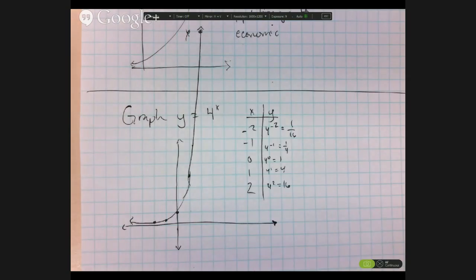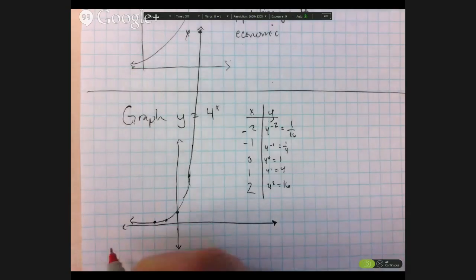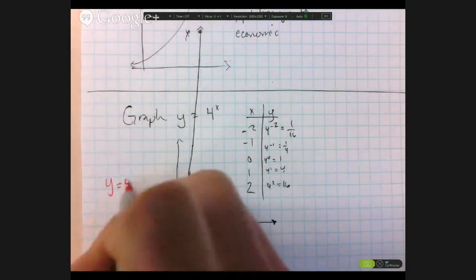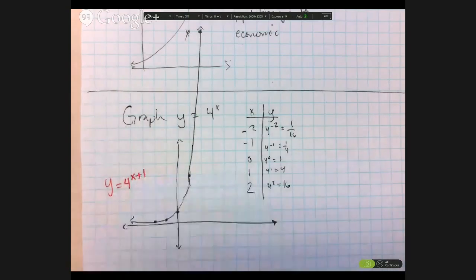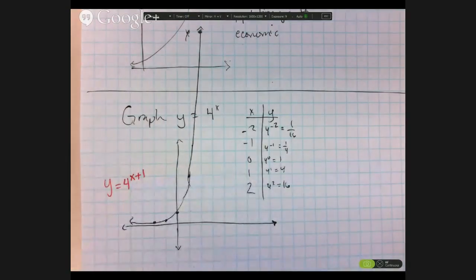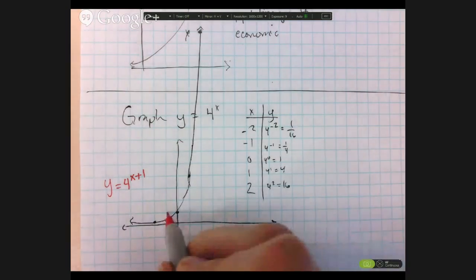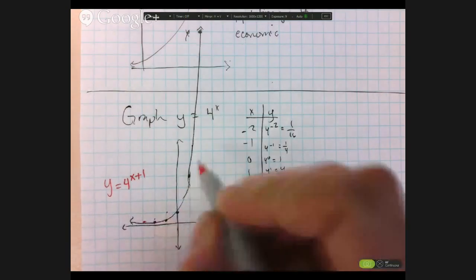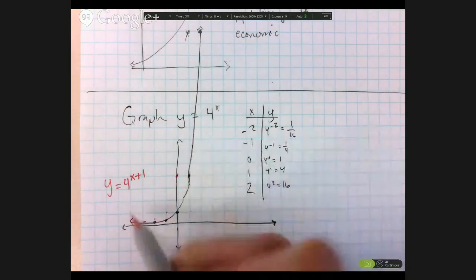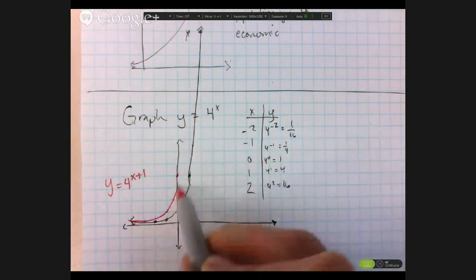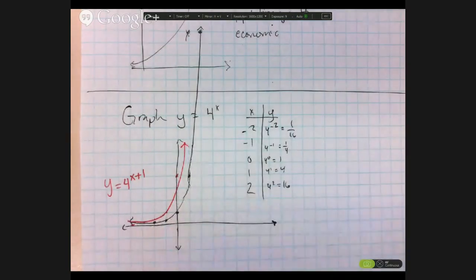Let's look at, okay, you can use your families of functions knowledge here too. What if I wanted to graph 4 to the x plus 1? Left one. Remember, if it's paired with the x, it's opposite side to side. So we're just going to move it left one. And it follows the same curve.